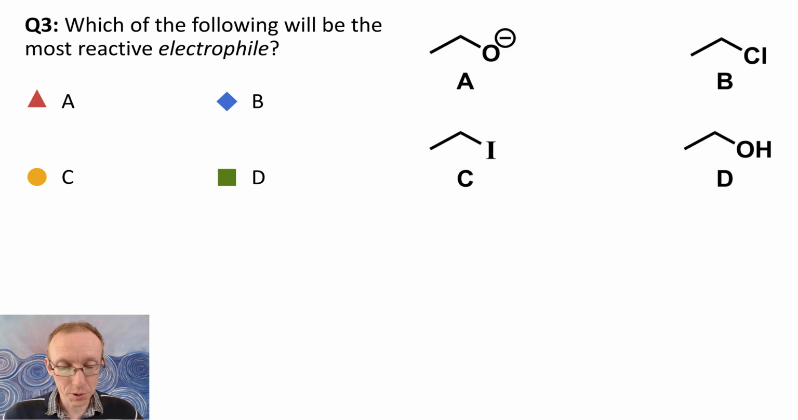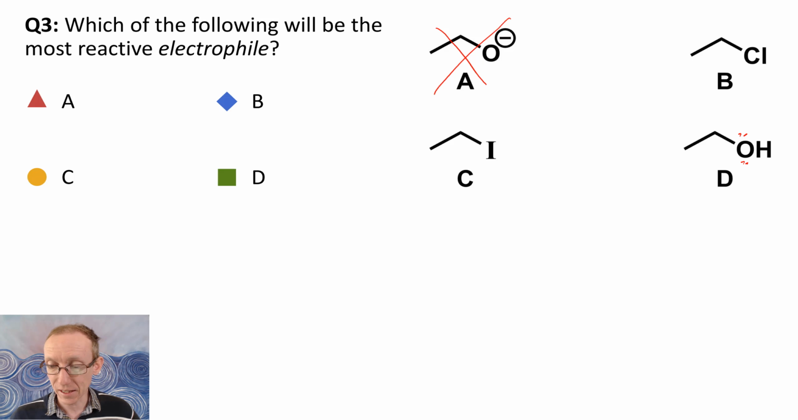Okay, question 3, which of the following is the most reactive electrophile? The definition of an electrophile is a compound or molecule that is seeking out excess electron density. It's electron loving, and electrons have a negative charge. So we can immediately rule out A. It has an excess of electrons already, and it's wanting to act as a nucleophile and give away some of its excess electron density. Similarly, D is a nucleophile because it has an oxygen with lone pairs of electrons. So it's between B and C.